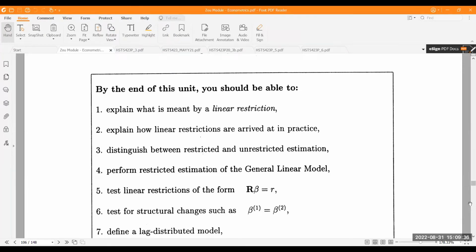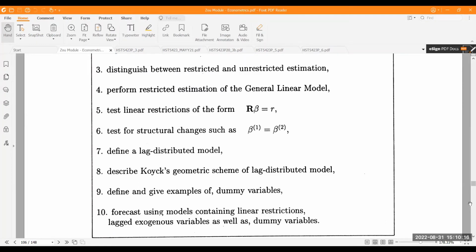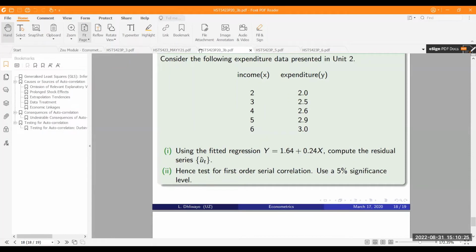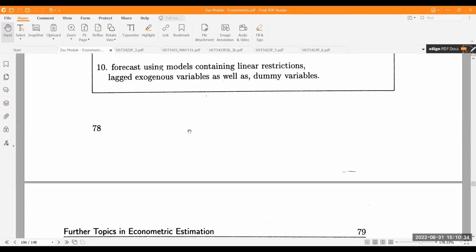By the end of this unit, you should be able to, number one, explain what is meant by linear restrictions. Number two, explain how linear restrictions are arrived at in practice. Number three, distinguish between restricted and unrestricted estimation. Number four, perform restricted estimation of the GLM. Number five, test linear restrictions for the model R beta equals small r. Now, test for structural changes such as beta 1 equals beta 2. Define a lag distributed model. Describe the Koyck geometric scheme for the lag distributed model. Define and give examples of dummy variables. Then forecasting using models containing linear restrictions, lagged exogenous variables, as well as dummy variables.